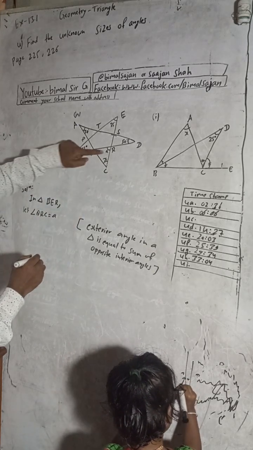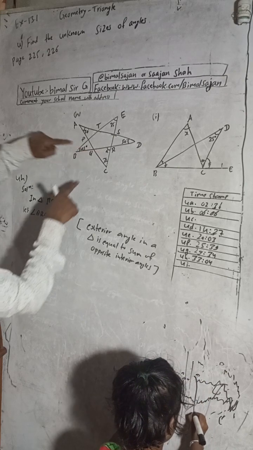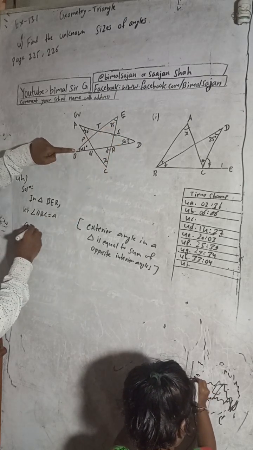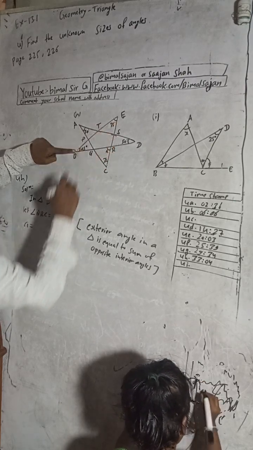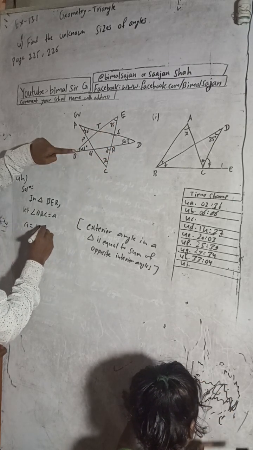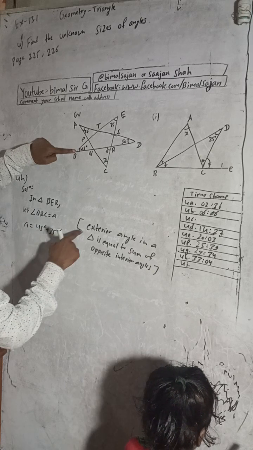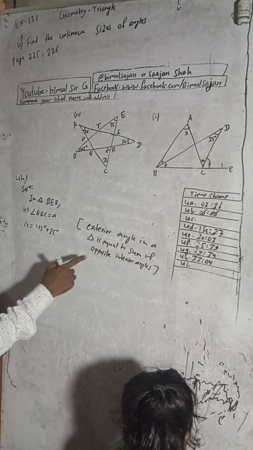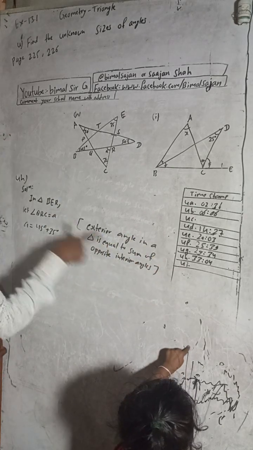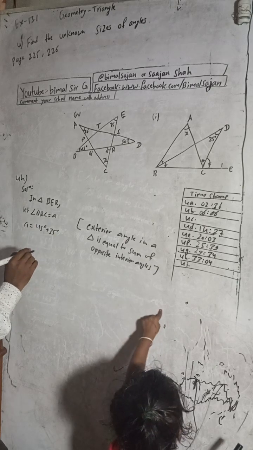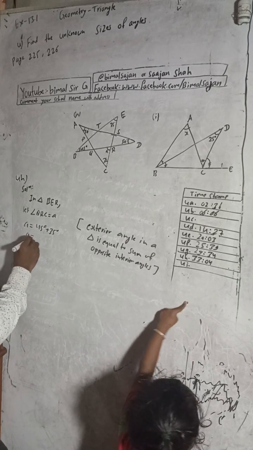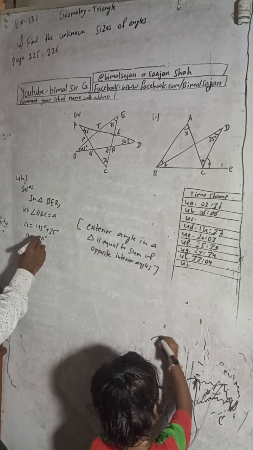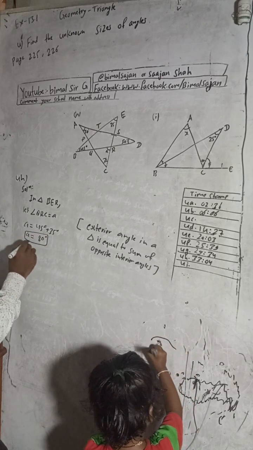Now if this is A, in triangle BER, this angle plus this angle is equal to A. So A is equal to 45 degree plus 35 degree. The reason is the same: the exterior angle in a triangle is equal to the sum of the opposite interior angles. So here A is equal to 80 degree. We got A is equal to 80 degree.